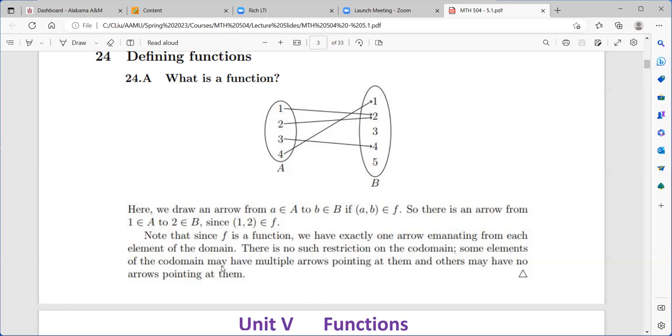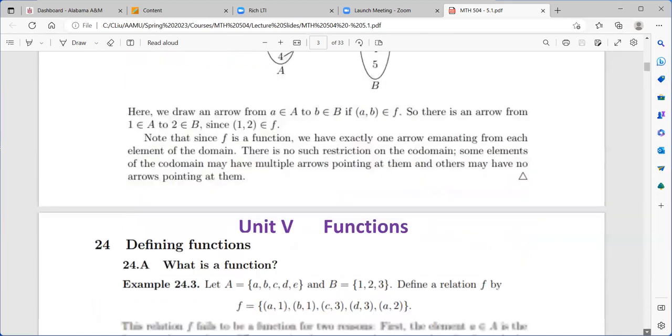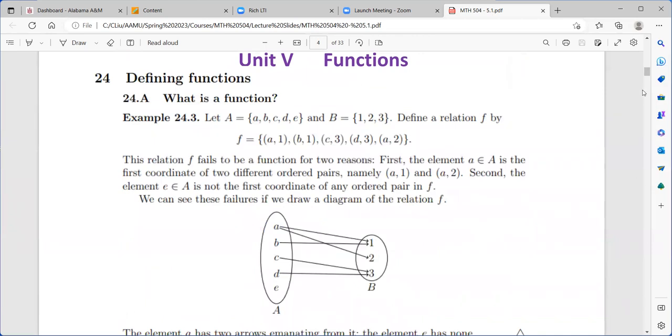Some elements of the codomain may have multiple arrows pointing at them, and others may have no arrows pointing at them. So you can see the number 2 in B has two numbers going to it from A, but the numbers 3 and 5 do not have correspondences in A, and that's perfectly fine for a function. So pretty straightforward.